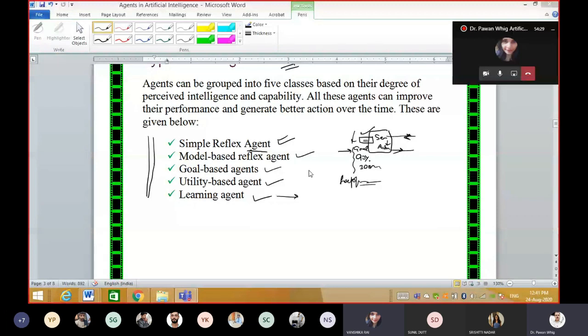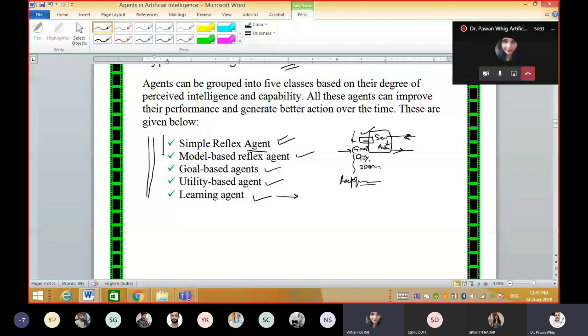Okay. You may say the intelligence is gradually increasing from here to here. Simple reflex is a dumb kind of model. Just take an input and take an action. In model based, it is a little bit intelligent because it has a certain model, certain pre-steps. And goal based is superior to the model based because it has a certain goal. Yes sir. Once the goal is reached, then the task is completed.